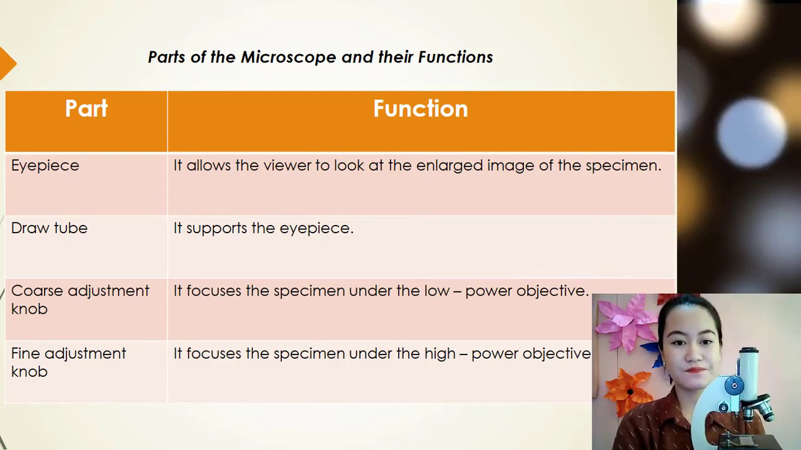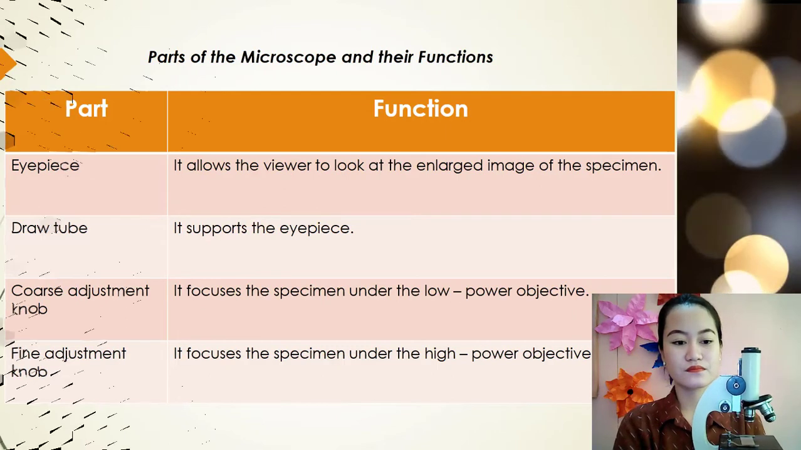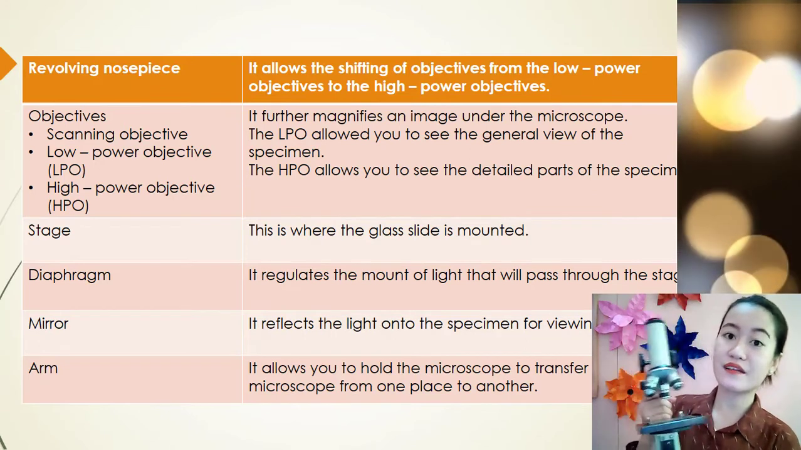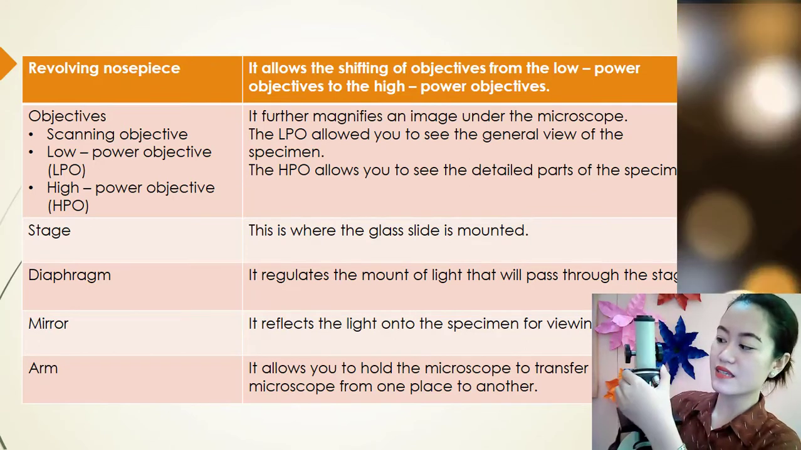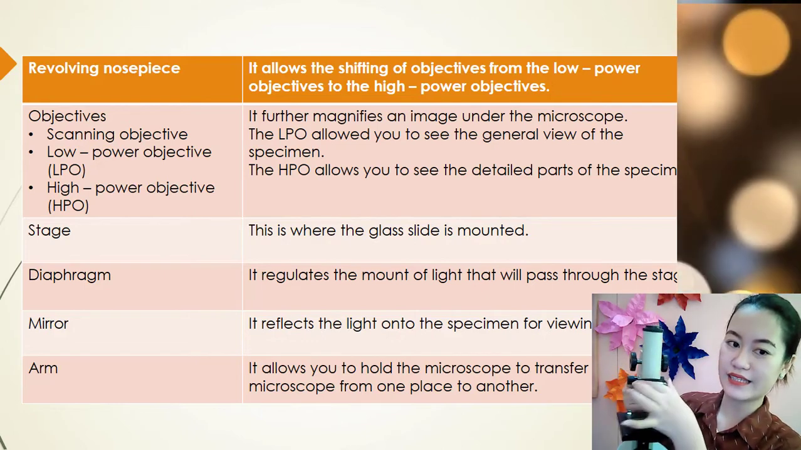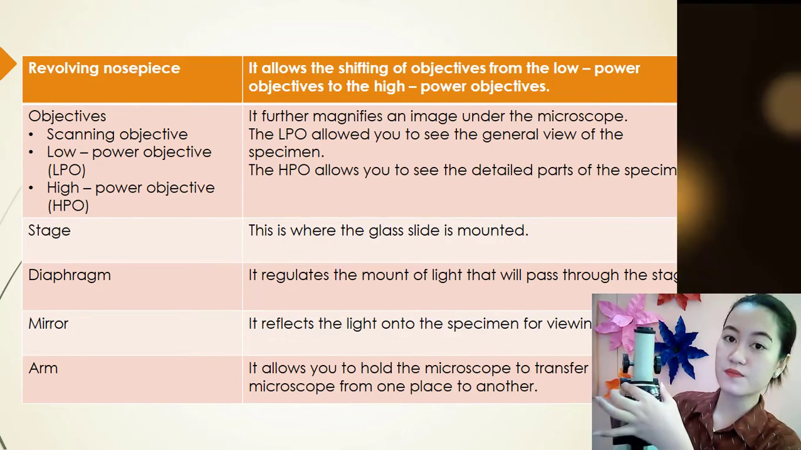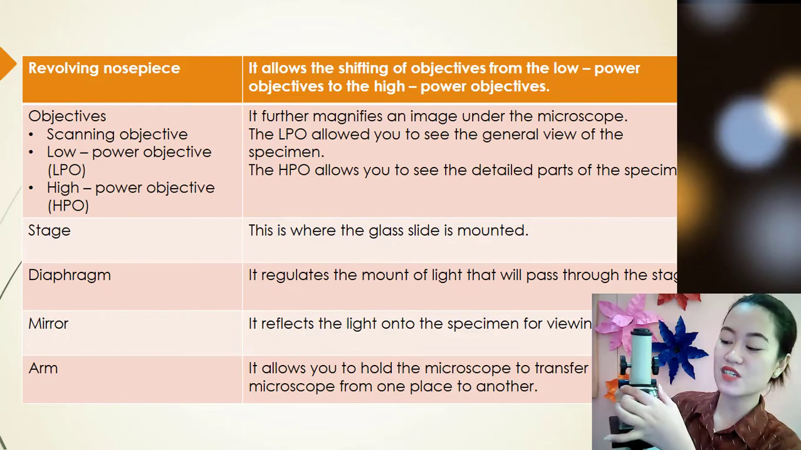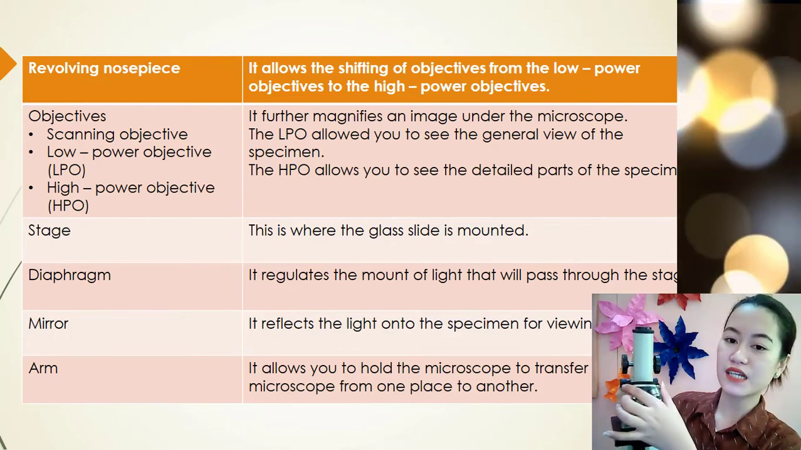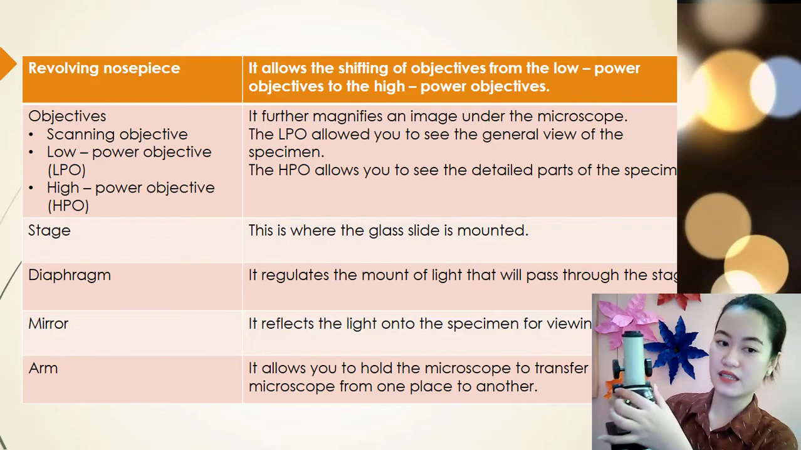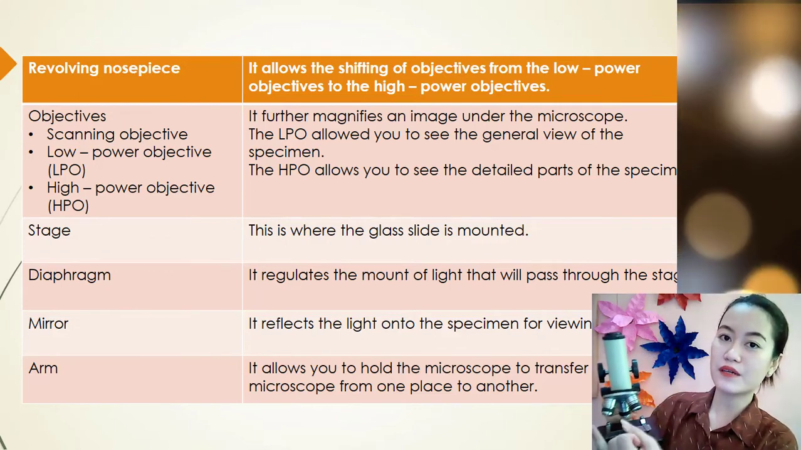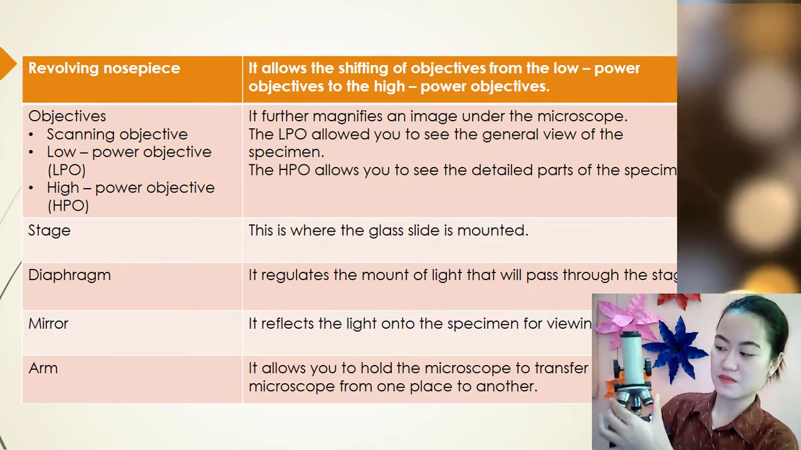So next, revolving nose piece. Where is the revolving nose piece? So this is the revolving nose piece, class. Itong pinapaikot ko. What is revolving nose piece first? It allows the shifting of the objectives from the low power objectives to the high power objectives. So, kasama dito si scanning. Scanning muna, low power, and then the high power objectives.